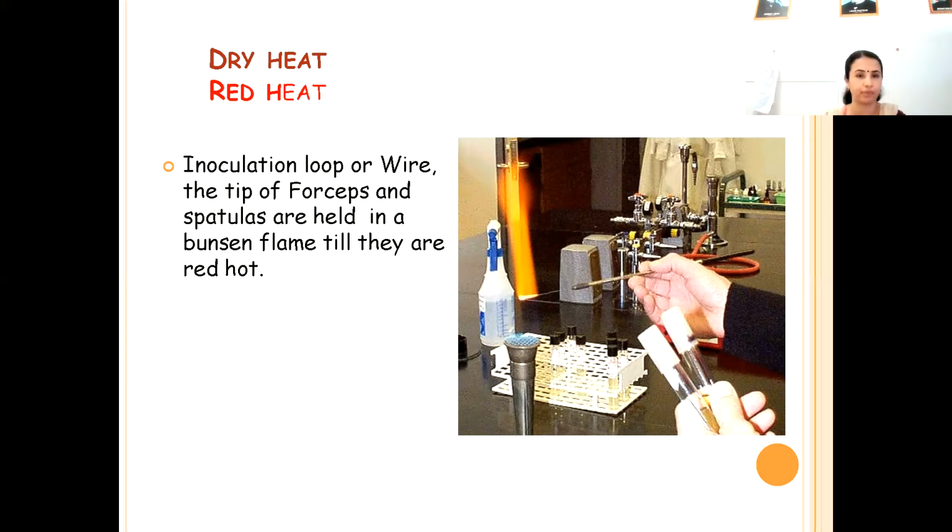First one is the red heat method. The main uses of the red heat method are for the sterilization of the inoculation loop or wire, tip of the forceps, and spatulas. How we do it: the instruments are held in the Bunsen flame till they become red hot.